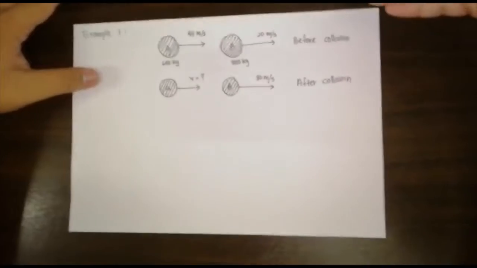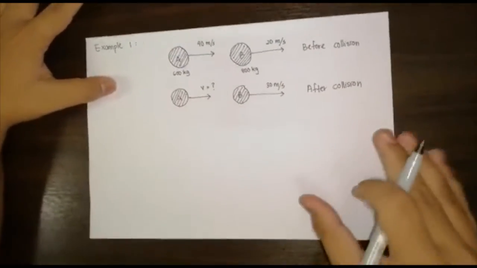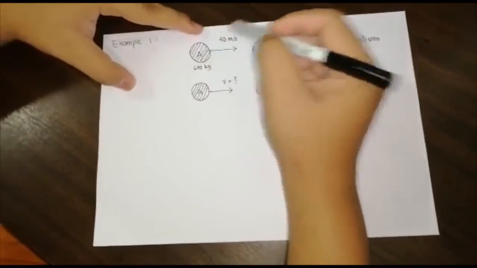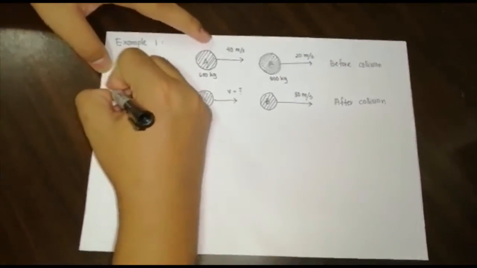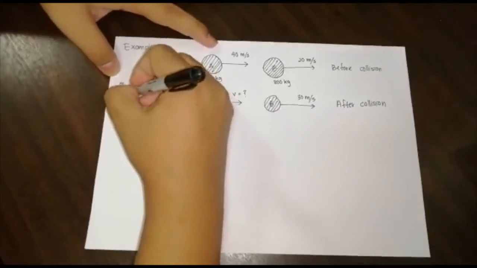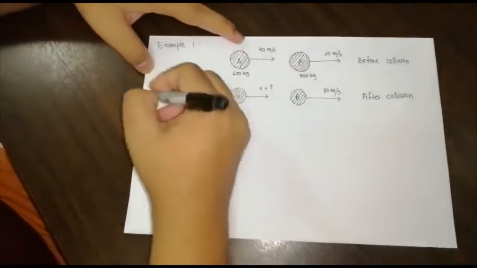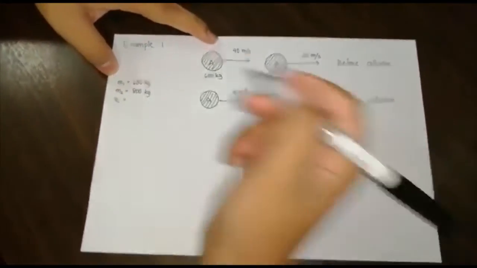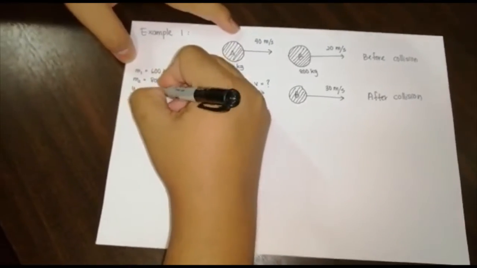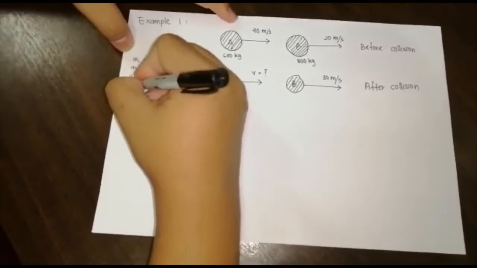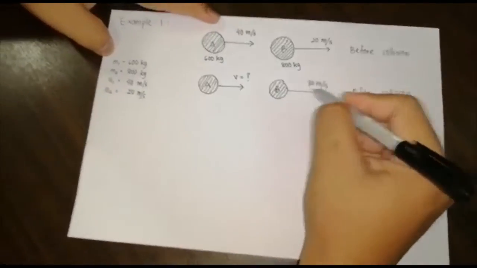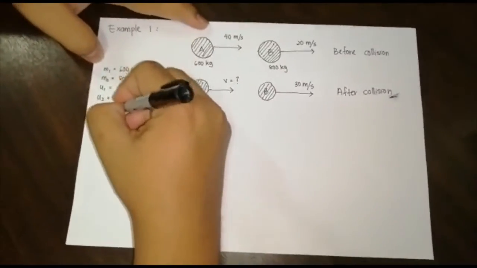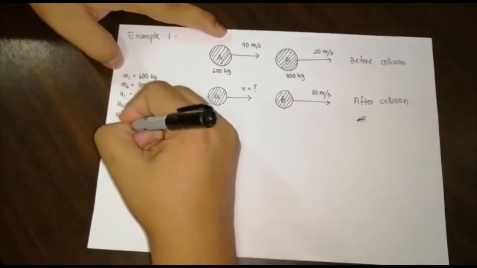This is example 1, so now we solve this question. For ball A, we have 60 kilograms, and ball B, or mass 2, is 80 kilograms. The initial velocity U1 is 40 m/s, and U2 is 20 m/s. This is the final velocity: V2 is 30 m/s, and we need to find V1, which is the final velocity for ball A.